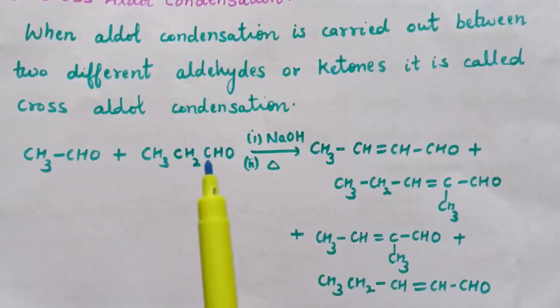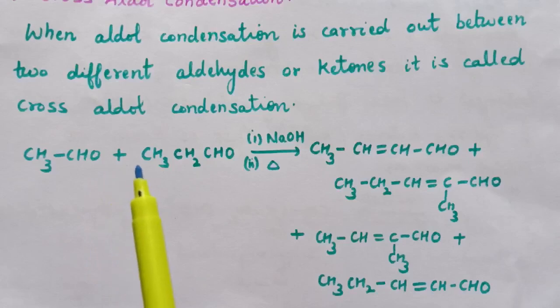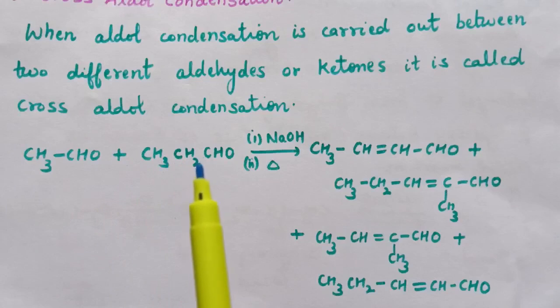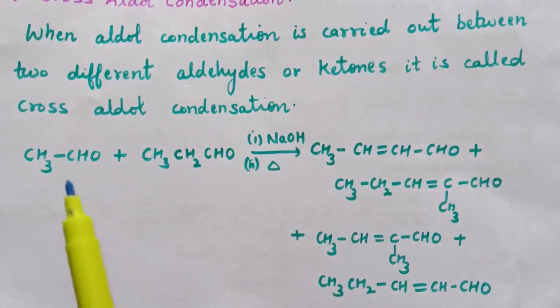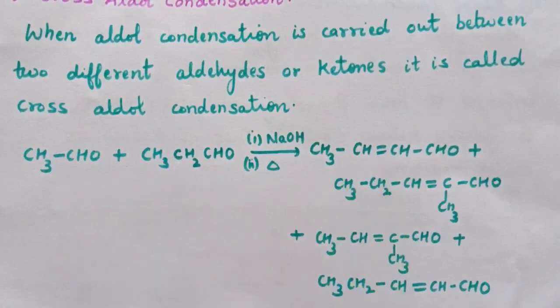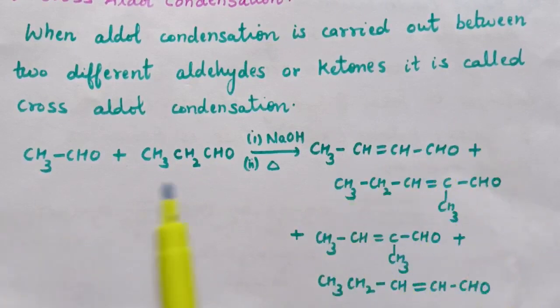So in case of this example, when the reaction takes place between 2 different aldehydes or between 2 different ketones, then 4 products are formed. Cross-aldol condensation takes place, and the products will be different from the self-aldol condensation products. So here in this example 4 products are formed. Let us understand by the mechanism how the 4 product formation takes place in this example.